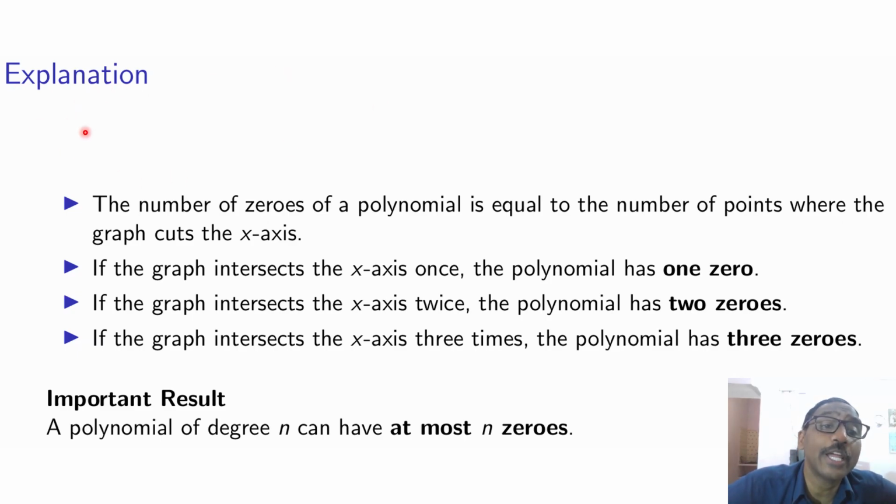So here, explanation: the number of zeros of a polynomial is equal to the number of points where the graph cuts the x-axis.